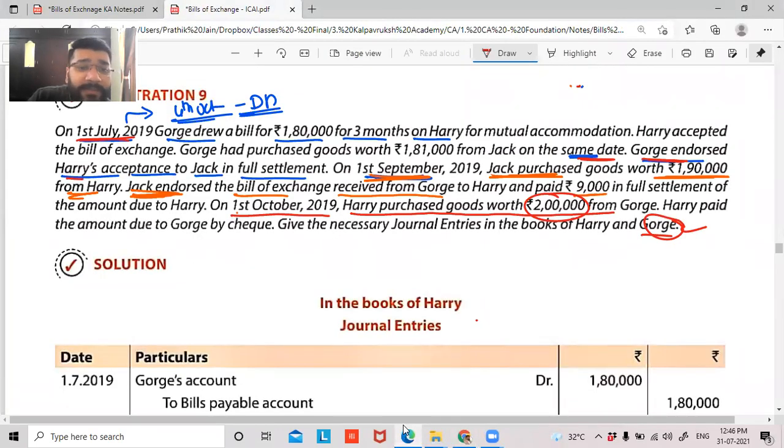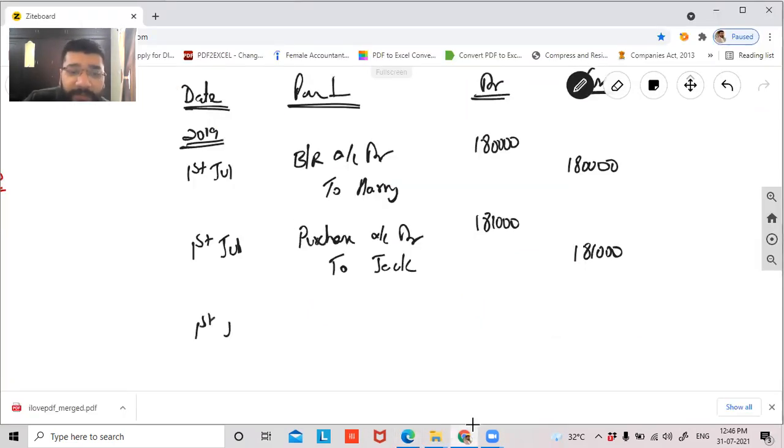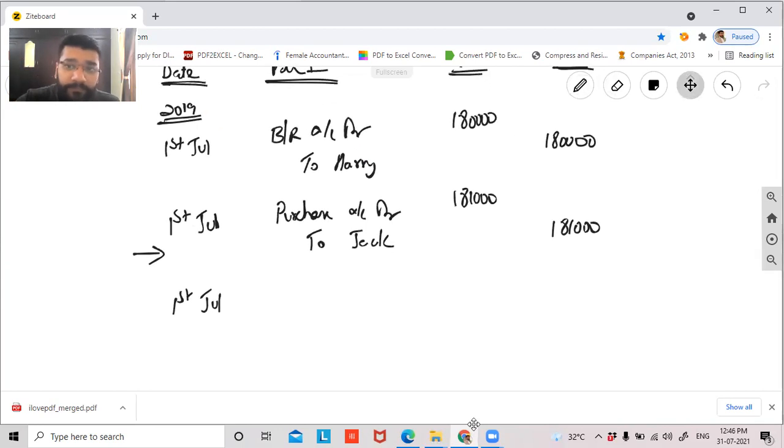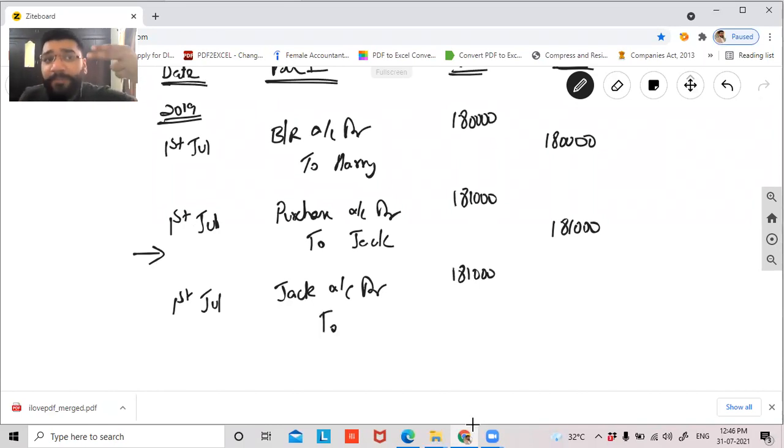Then what is happening? Georgie endorsed Harry's acceptance to Jack in full settlement. The date is not given. So can I say on the same date, 1st of July, the bill has been endorsed? Yes, sir. Tell me one thing, guys. On the date of purchase, we have a liability to pay to Jack. When the bill is endorsed, can I say the liability is over? Yes, sir. So Jack, I need to close the liability, 1,81,000 rupees. The liability is settled against what? Are we paying cash? Are we paying by bank cheque? Or are we paying bills receivable? Bills receivable. So can I say to bills receivable?